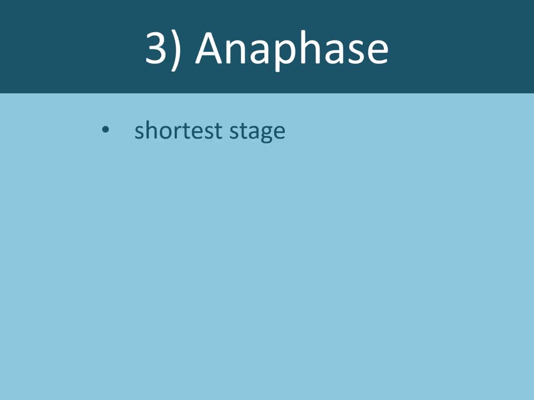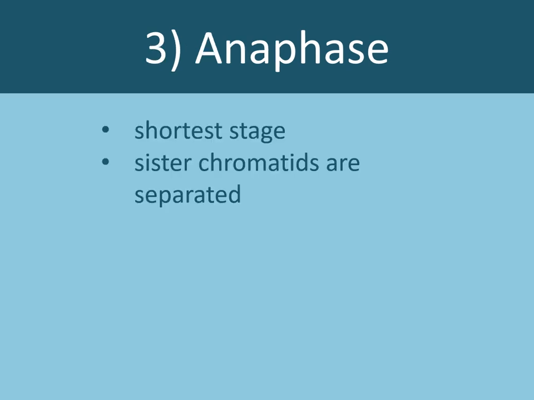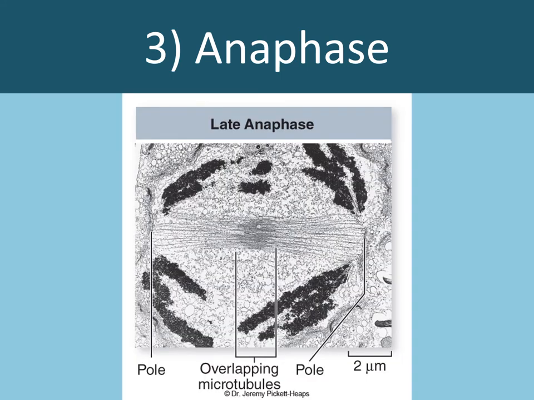Anaphase, which is the shortest phase of mitosis, is where the chromosomes which have aligned on the center of the cell are now separated into each individual sister chromatid. One half, or one sister chromatid from each homologous pair, will go to one side of the cell and the other half to the other side of the cell. This is an electron micrograph of chromosomes in late anaphase. You can see that the chromosomes which are stained dark are at opposite sides of the cell.